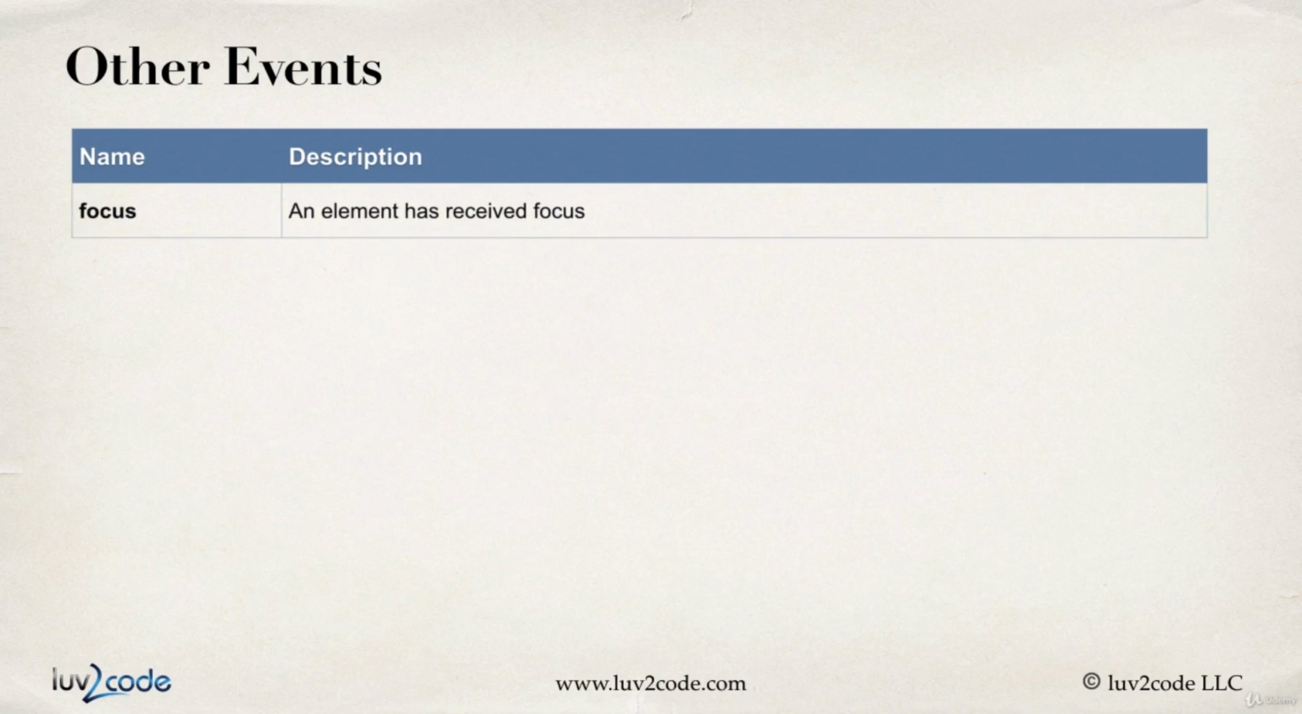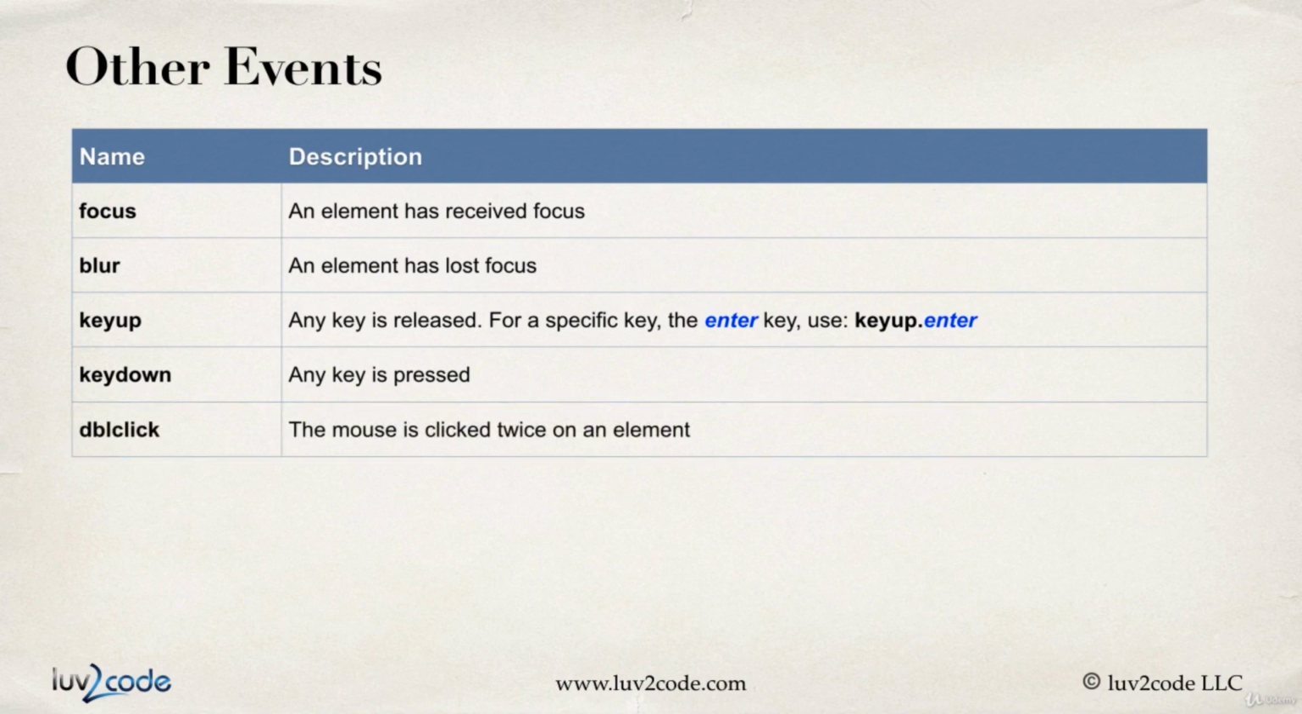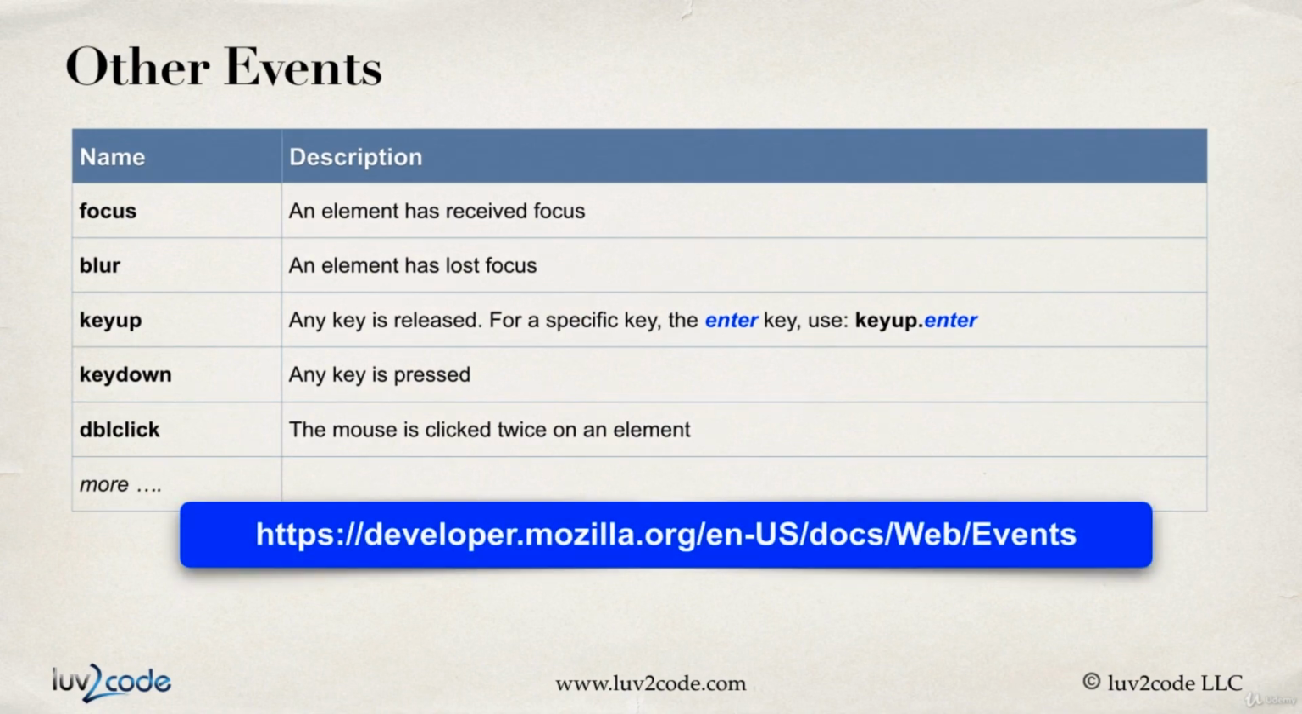Now you may wonder, well, what other events are out there? Well, there's plenty more. There's a focus event, so an element received focus, blur, an element has lost focus. There's also the keyup event, so any key is released. So if you want to handle it for a specific key, like the enter key, then you make use of keyup.enter. And we saw an example of that in our previous code. There's also the keydown event when any key is pressed. And there's also the double click event, so the mouse is clicked twice on a given element. And there's more out there. So you can go to the link here on the slide to get a list of all of the events that you can handle and make use of.